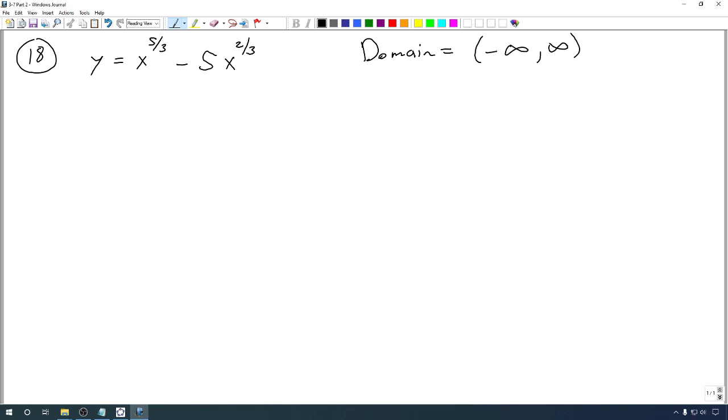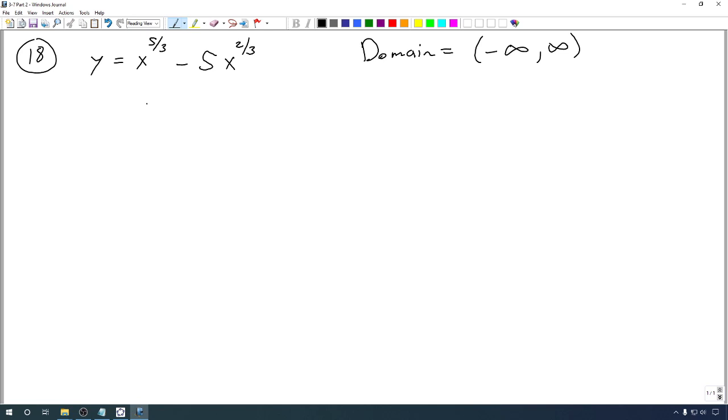This also doesn't have a horizontal asymptote because, well, that's not really so obvious. But what we can think about is if we let this thing go off to infinity, if we let the x go off to infinity in here, the higher power is always going to dominate this function. This x to the 5/3 is going to take over. And as x goes to positive infinity, this thing actually is going to go to infinity.